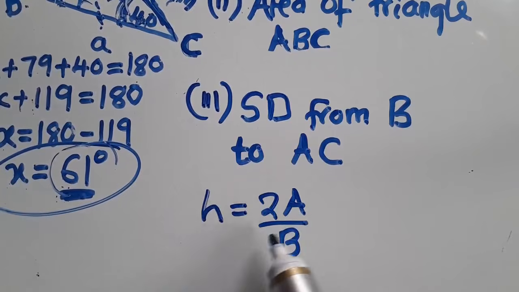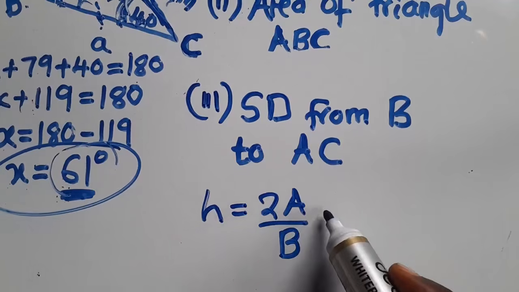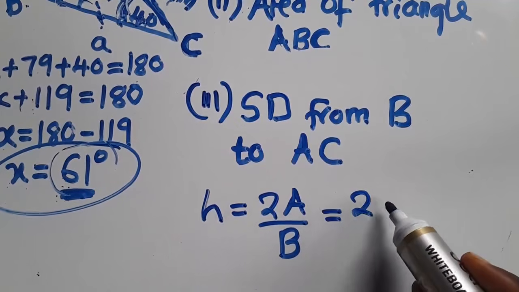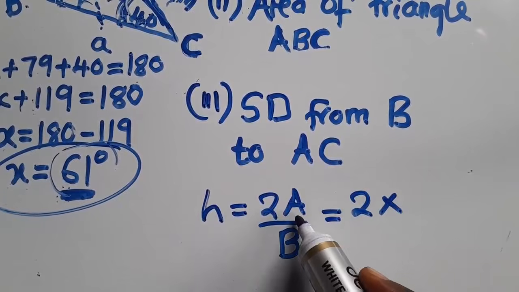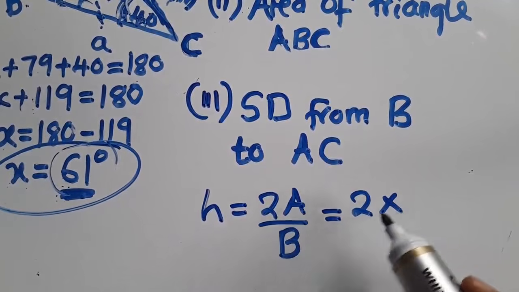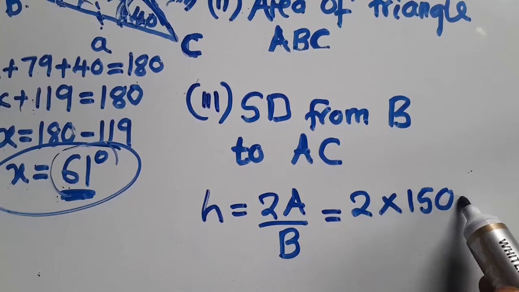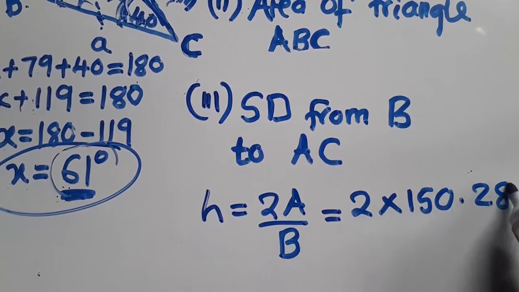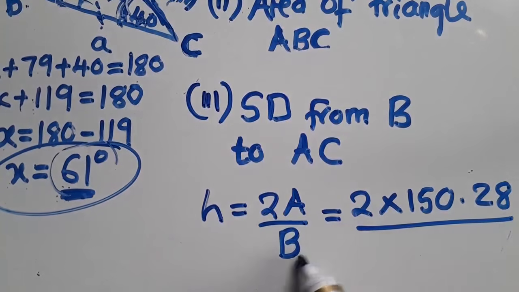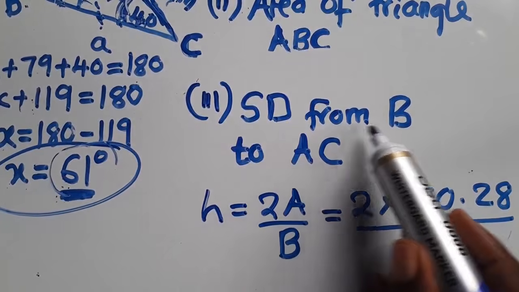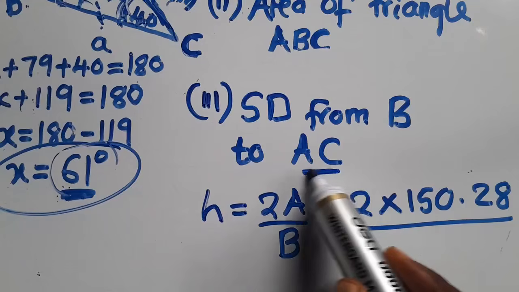This is the formula for the shortest distance. So this is equal to 2 times the area, which is the area that you found, 150.28, over the base. Where is it landing? From B to AC, so AC is the base.